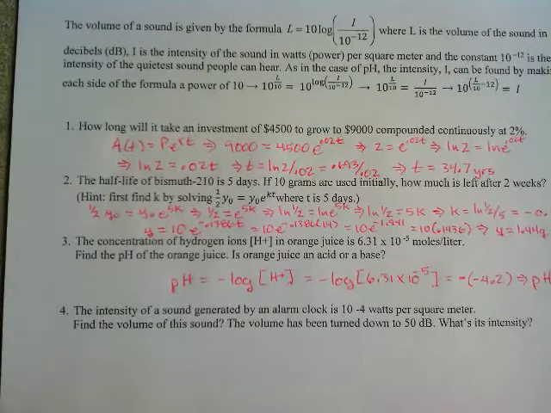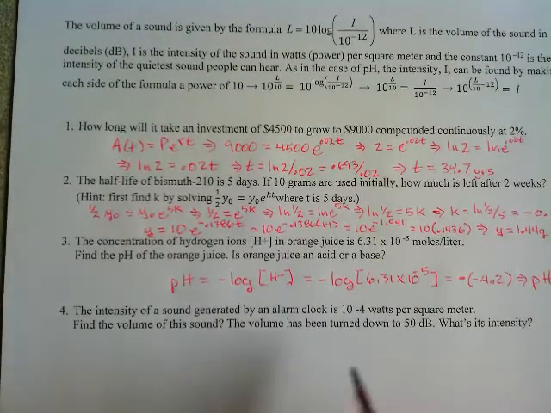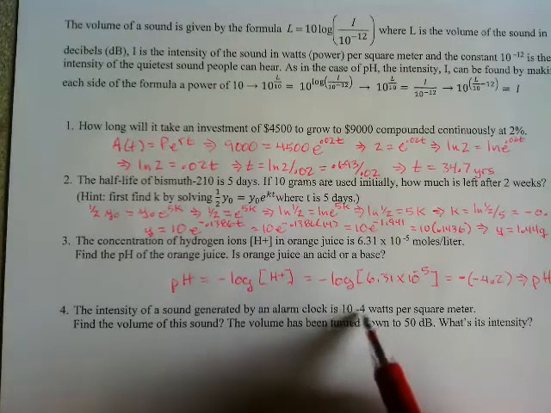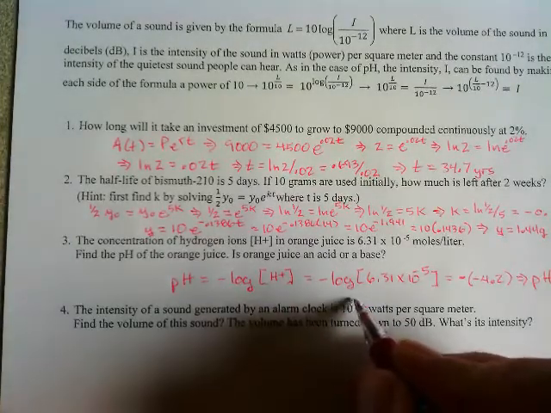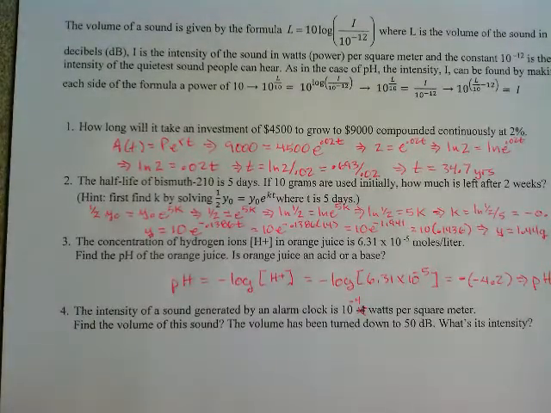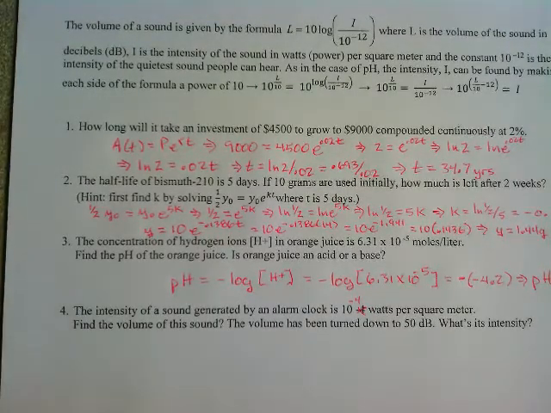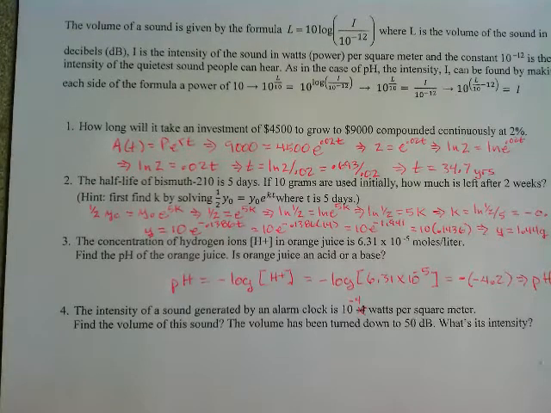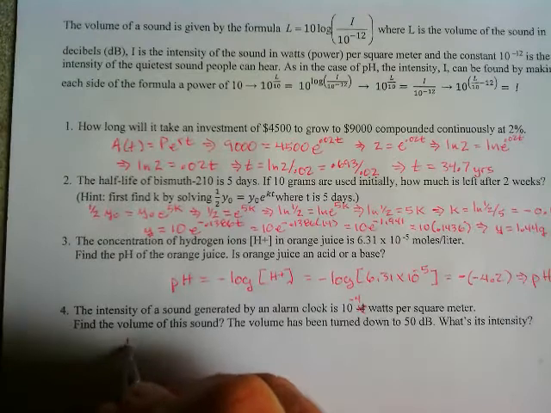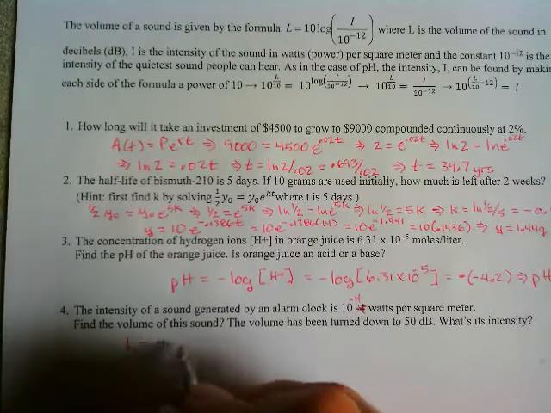And then our last example here, the intensity of a sound generated by our alarm clock is 10 to the, this is actually an exponent, it should be 10 to the -4. So let's just go ahead and do that there. Watts per square meter. Find the volume of the sound, so we're going to find it in decibels. And then we're going to come back and say, all right, now the volume has been turned down to 50 decibels. What's its intensity? So first off, L equals 10 log.